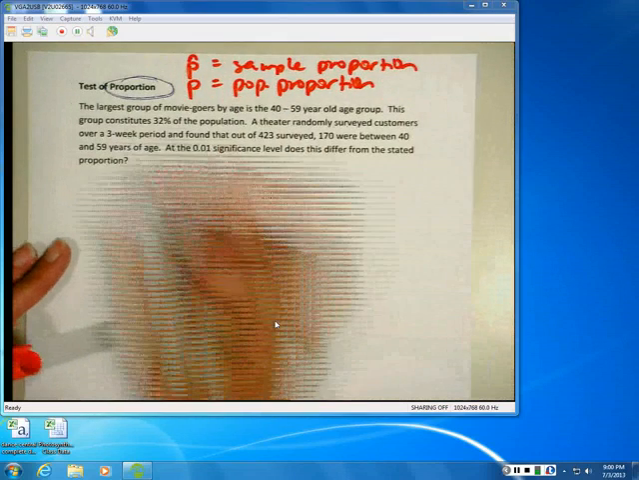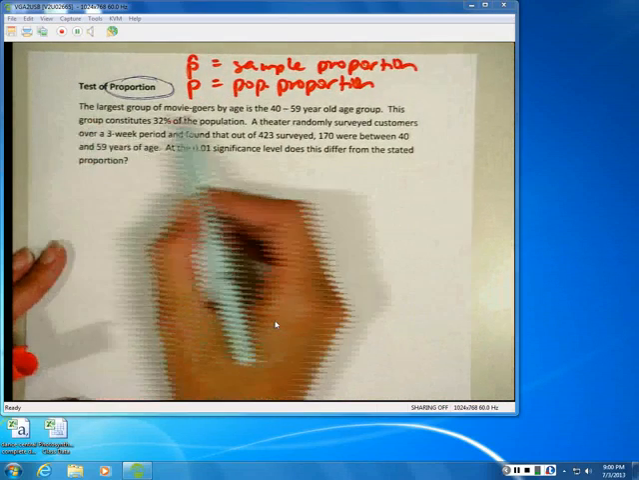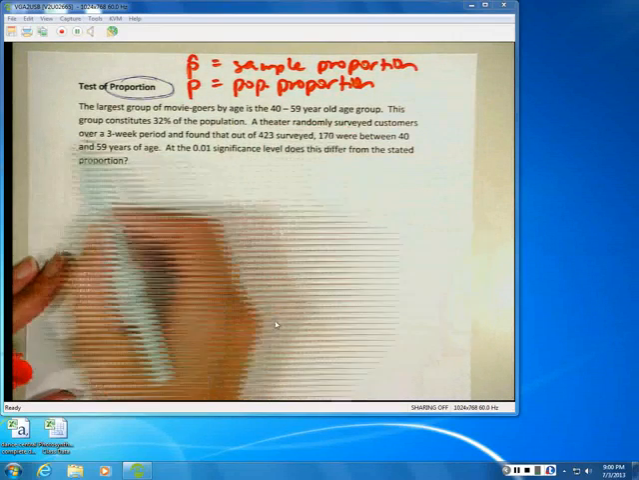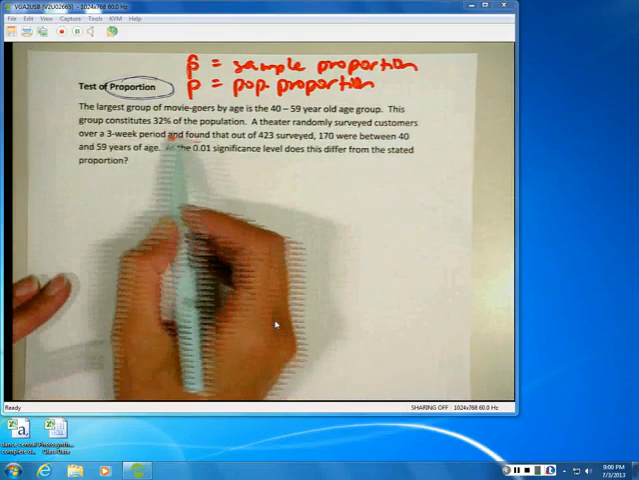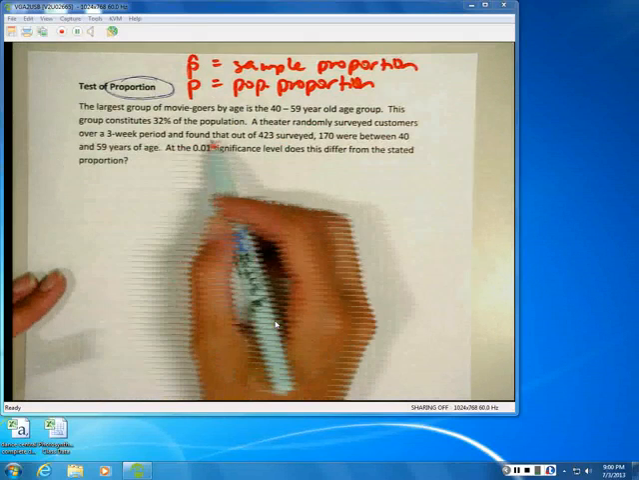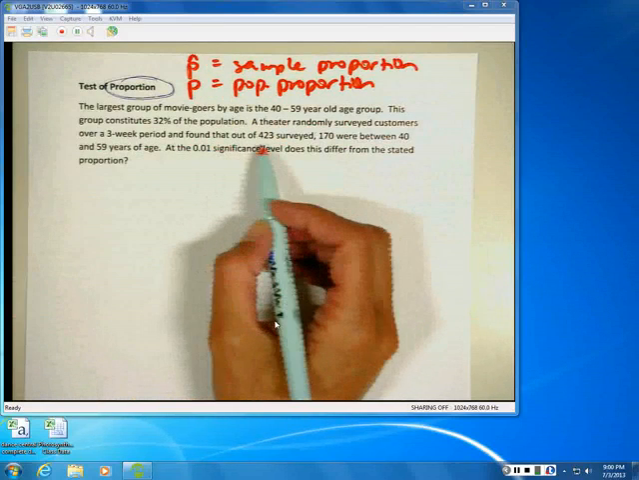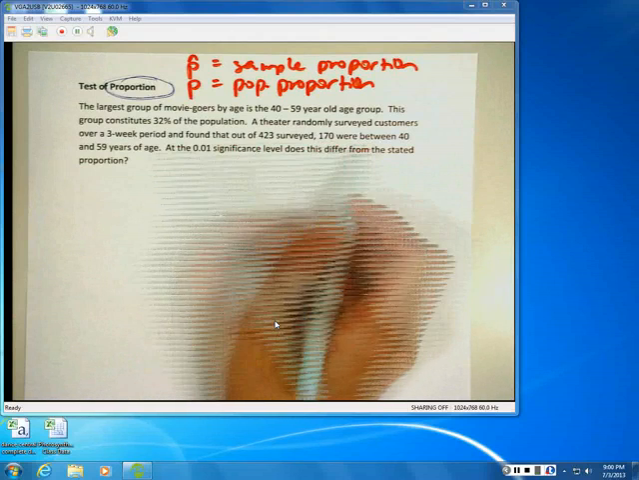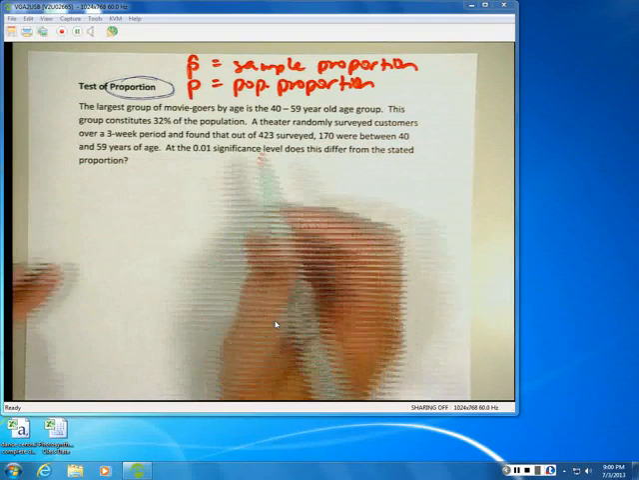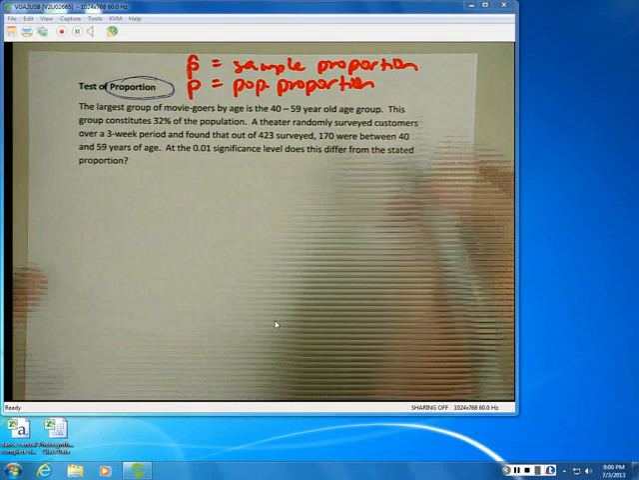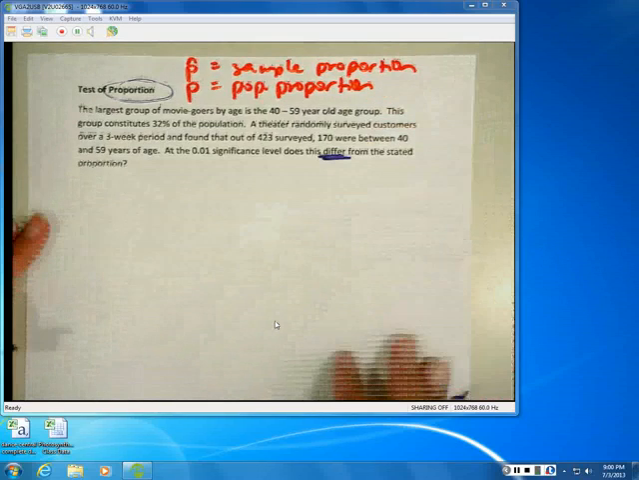So let's go ahead and read this one. The largest group of moviegoers by age is the 40 to 59-year-old age group. This constitutes 32% of the population. A theater randomly surveyed customers over 3 weeks and found that out of 423 surveyed, 170 were between 40 and 59 years of age. At the 0.01 significance level, does this differ from the stated proportion? Another two-tailed test. I can tell because of that word differ.